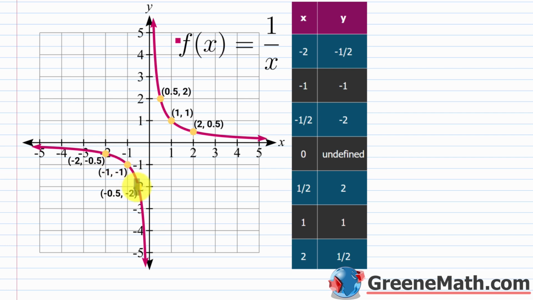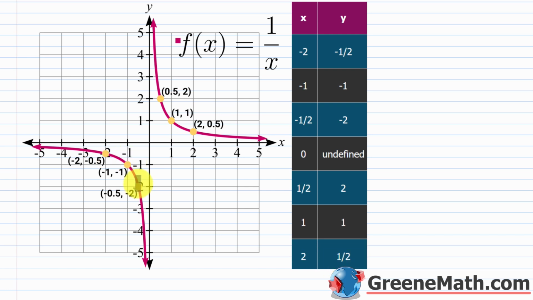And if you know these 6 points that I'm going to go through here, it's very easy for you to complete those problems. So essentially, the first point I have here is -2 comma -0.5, or you could say -2 comma -1/2. Then you have -1 comma -1. And then -0.5 comma -2, or of course you could say -1/2 comma -2. And then up here you have 0.5 comma 2, or again you could say 1/2 comma 2. You have 1 comma 1, and then you have 2 comma 0.5, or again 2 comma 1/2.